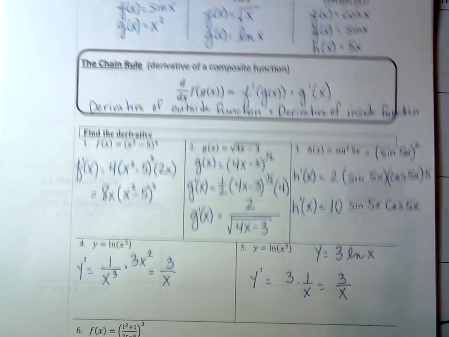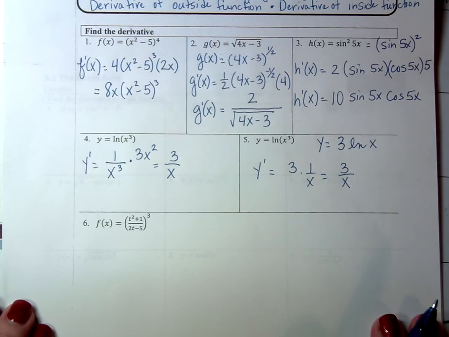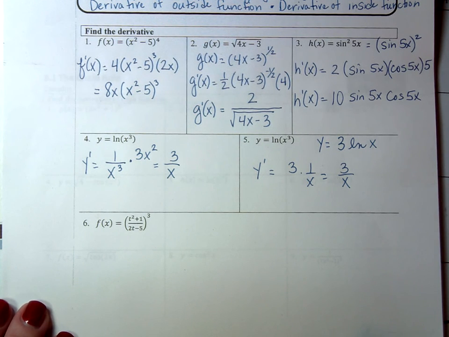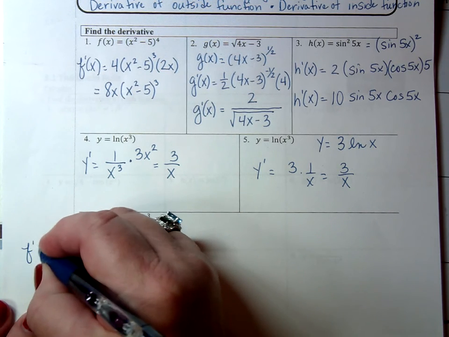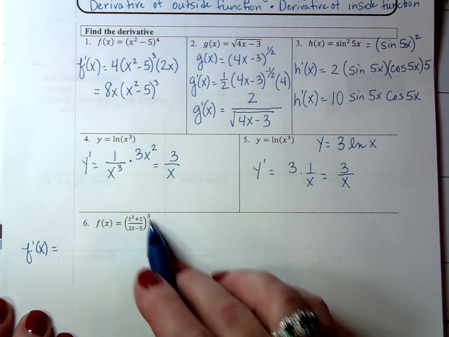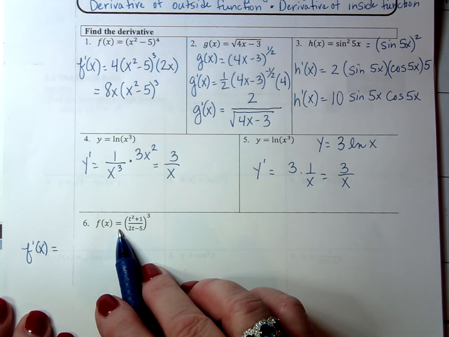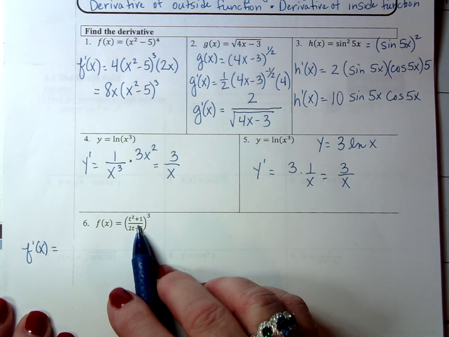Number 6, I would highly suggest you write small. This guy's going to take a lot of doing. You can see him, he's pretty beastie. So I'm going to come out into my margin and start him because I need some space. All right, f prime of x. The predominant rule is the power rule. So the power is going to come down in front. My grouping is going to go to 1 less power. But then I need to take the derivative of what's inside.